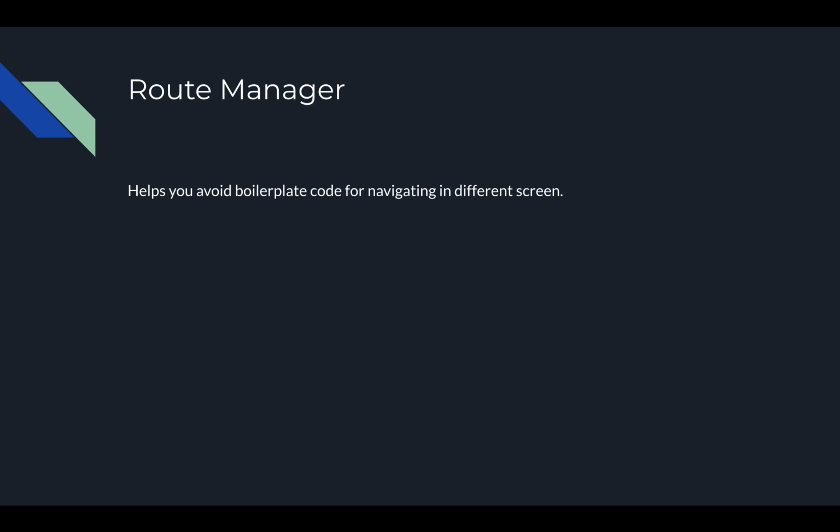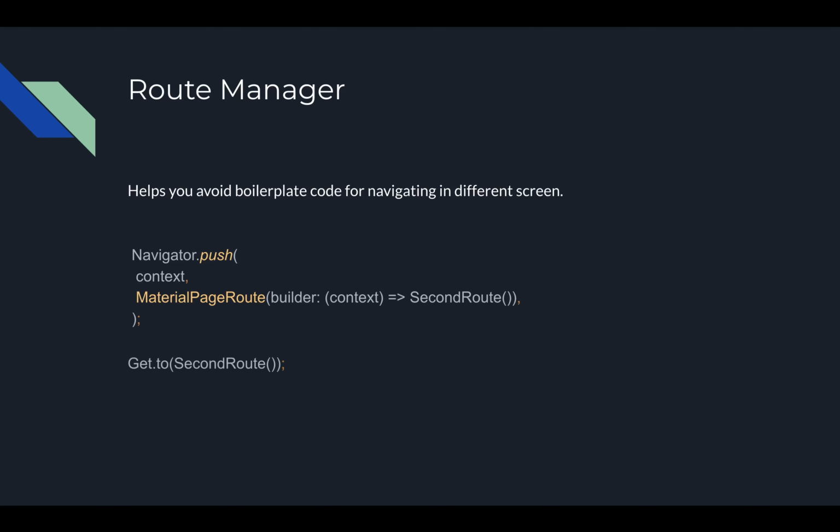Now let's see an example. Suppose we want to navigate to a second route, normally we write this whole code just to navigate from one screen to the second route. Now, suppose we are using GetX, now we don't need to write this whole thing. We just need to write Get.to and define the route on which we want to go. So how amazing is that? And you can imagine how much time we can save and how much productivity it can increase in the long run.